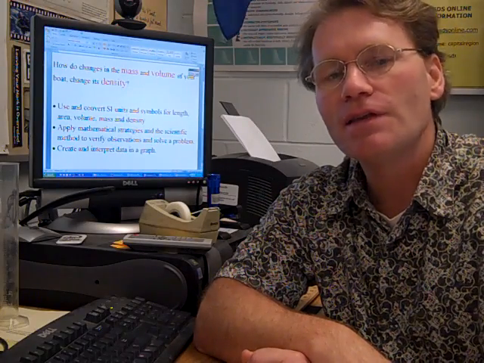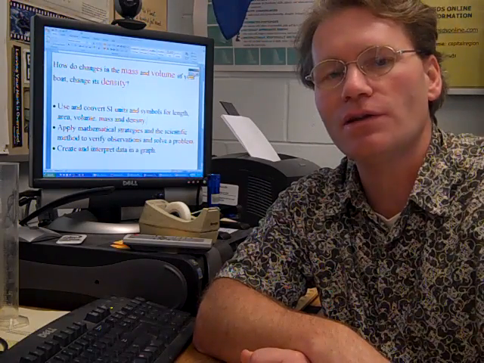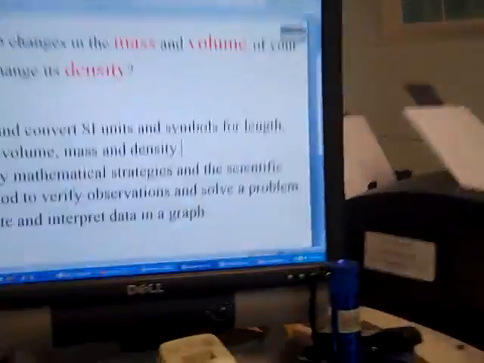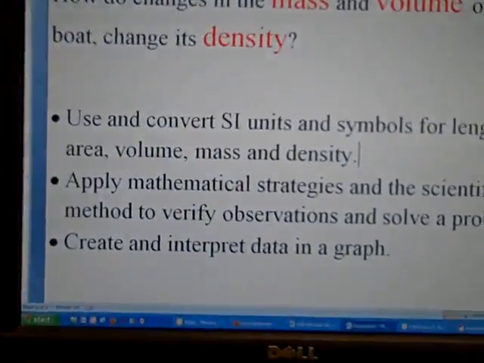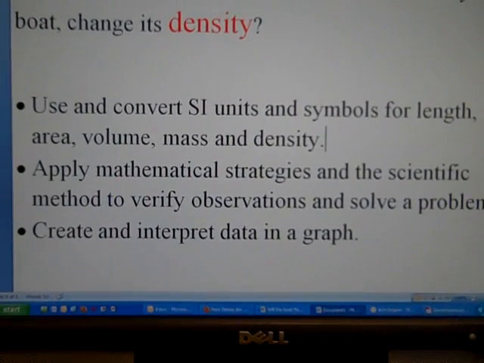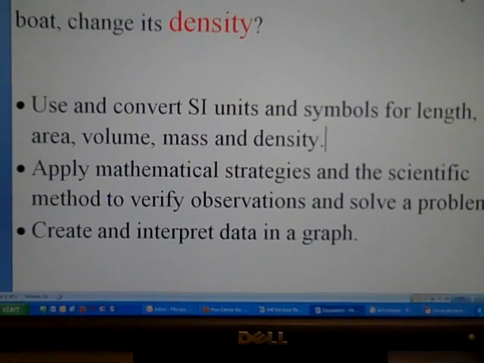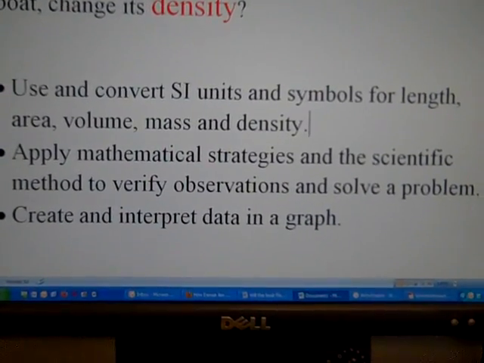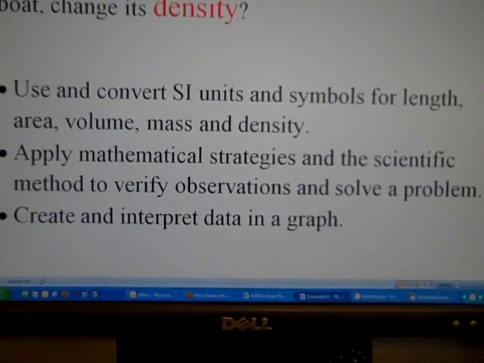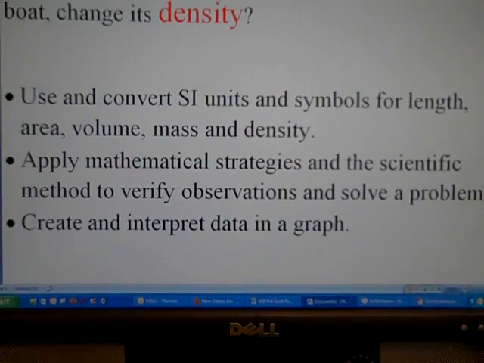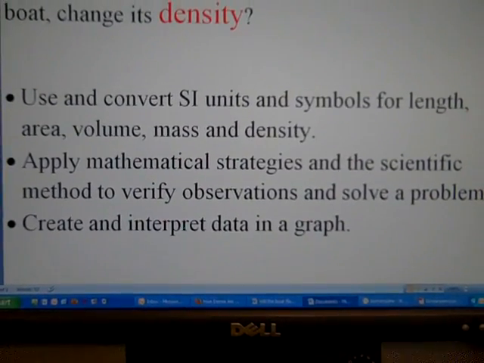But in this lab, there were really three things that I wanted you to learn about. One, I want you to be able to use and convert SI units for length, area, volume, mass, density. I want you to be able to apply math and the scientific method to solve problems, and I wanted you to be able to create and interpret data in a graph.